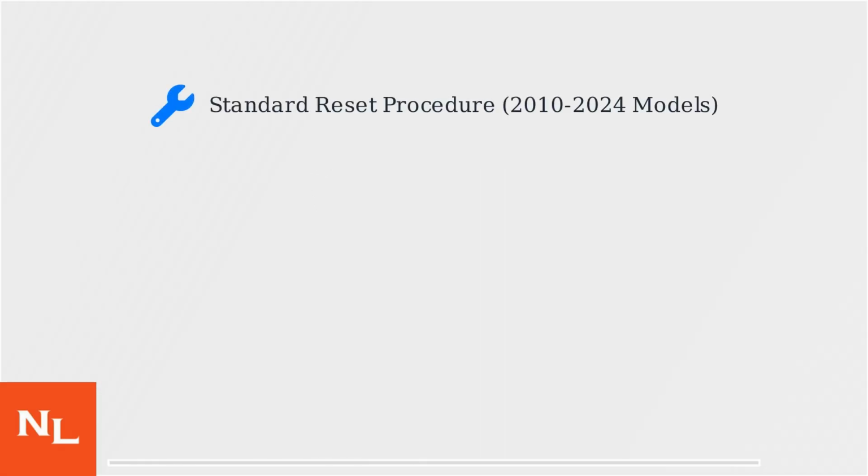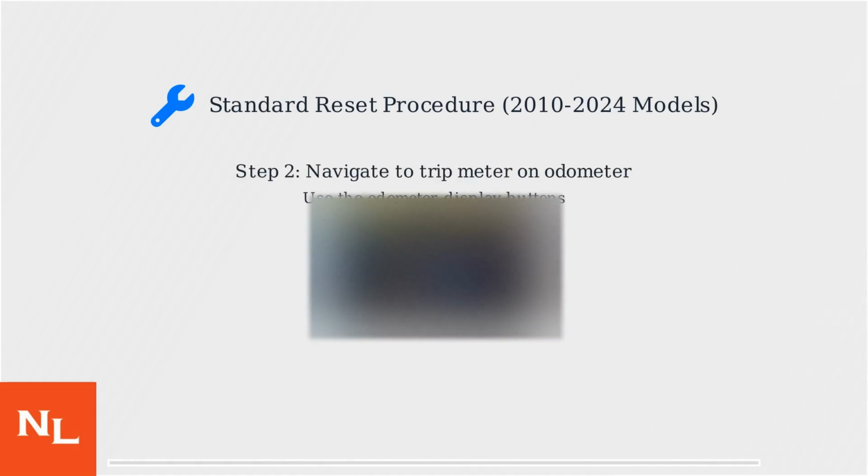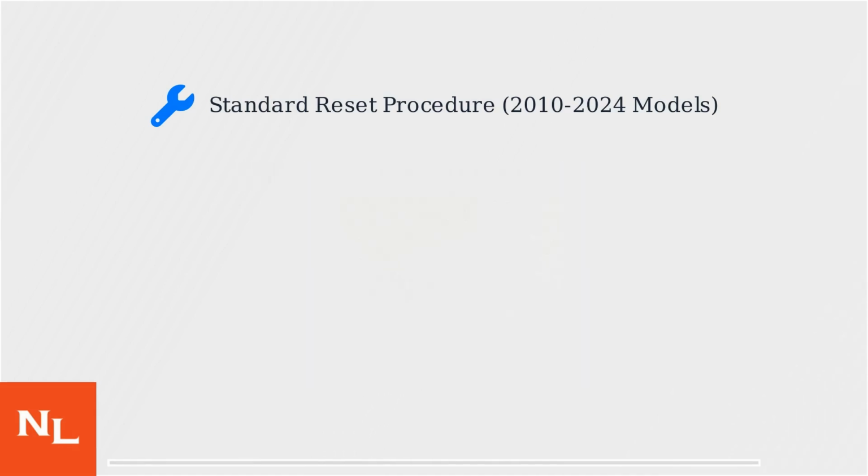The reset procedure is consistent across all 2010-2024 Toyota 4Runner models. Step 1. Turn the ignition key to the on position without starting the engine. This powers the dashboard without engaging the starter motor. Step 2. Navigate to the trip meter display on the odometer using the buttons on the dashboard. This shows your trip data and maintenance information.